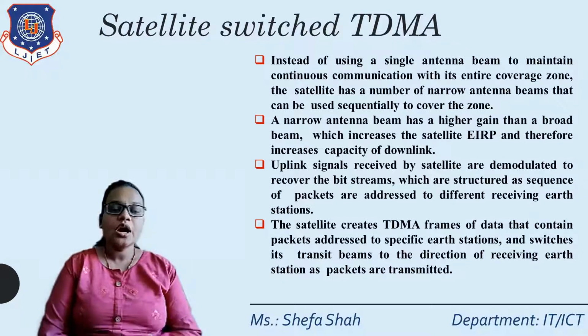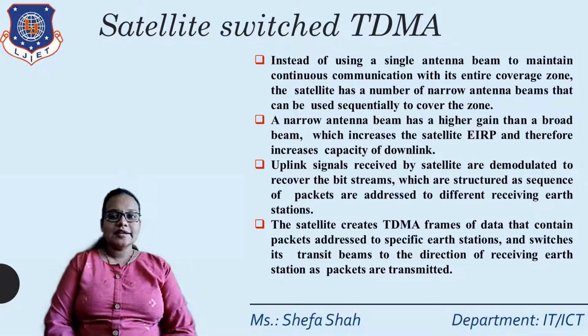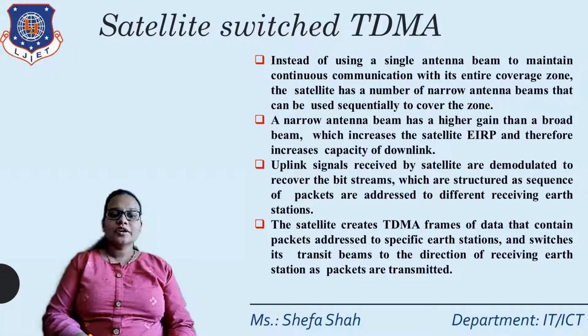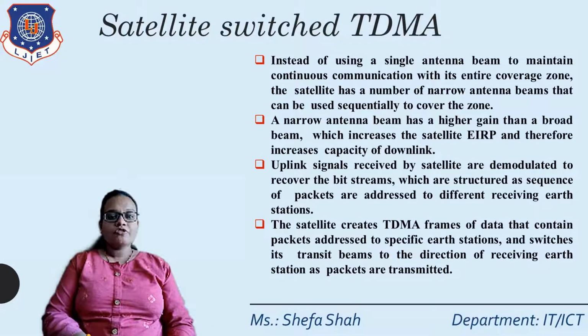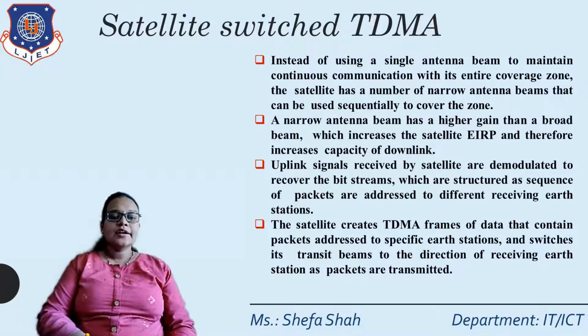Now, uplink signals received by the satellite are demodulated to recover the bit streams, which are structured as a sequence of packets addressed to different receiving earth stations. So the satellite creates TDMA frames of data that contain packets addressed to specific earth stations, and switches its transmit beams in the direction of the receiving earth station as packets are transmitted.